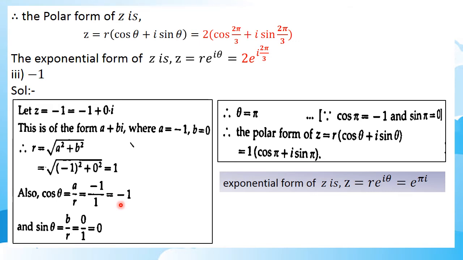So, the polar form of z is equal to r into cos theta plus i sin theta, that is 1 into cos pi plus i into sin pi. And the exponential form of z is equal to r into e raised to i theta, which is equal to e raised to pi i.